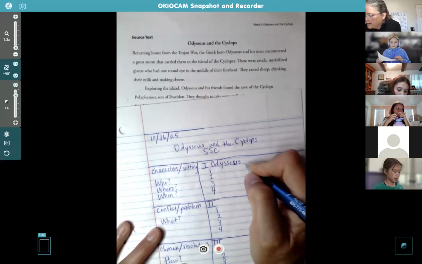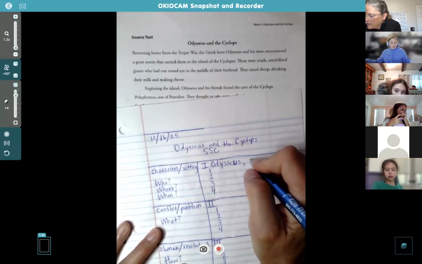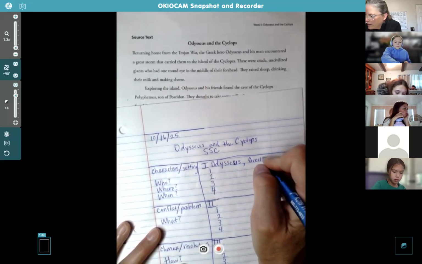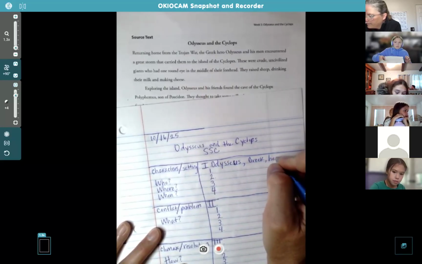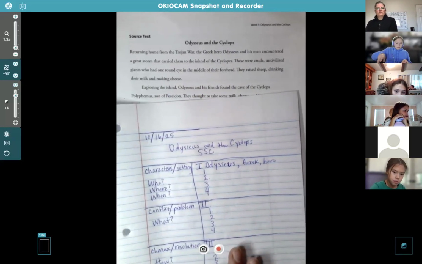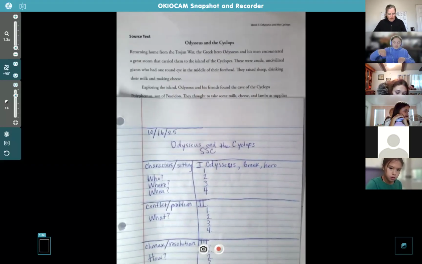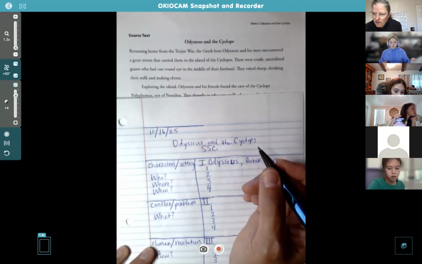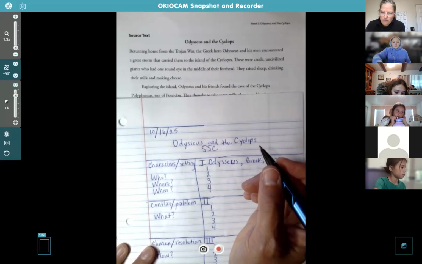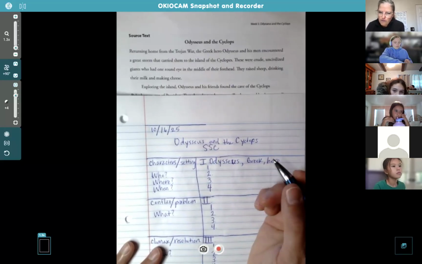E-U-S. And Odysseus is a Greek hero, right? He's the first character that we learn about in the story. And then, yes, he does have his men with him. And later he refers to them as his comrades, but they're also soldiers.